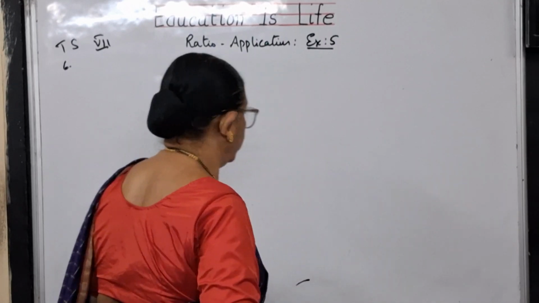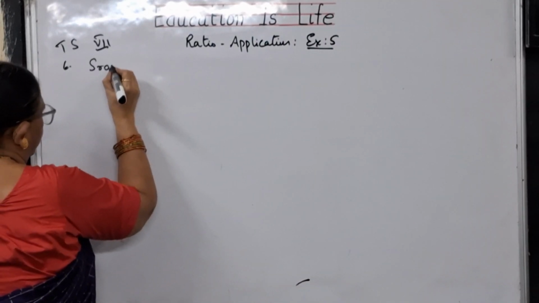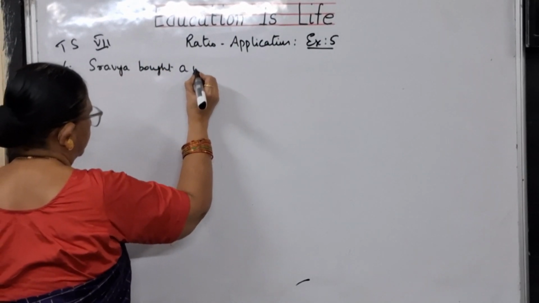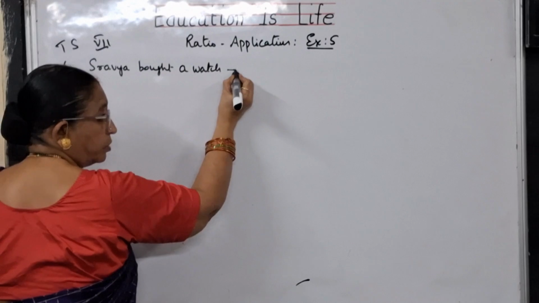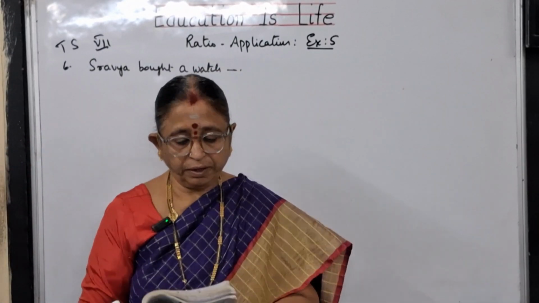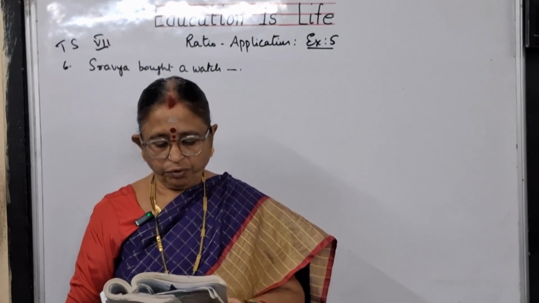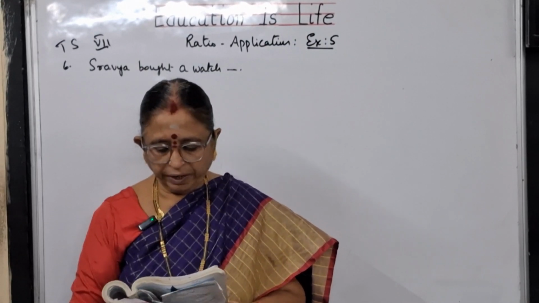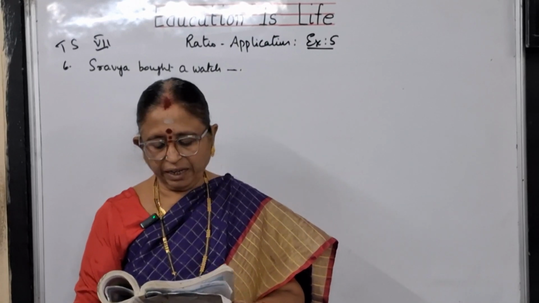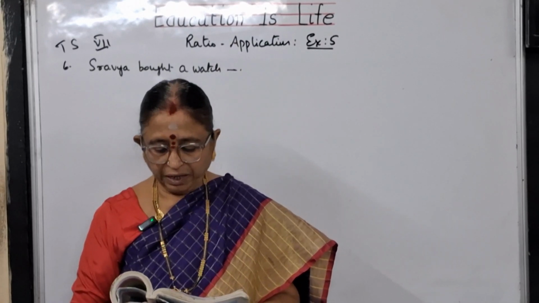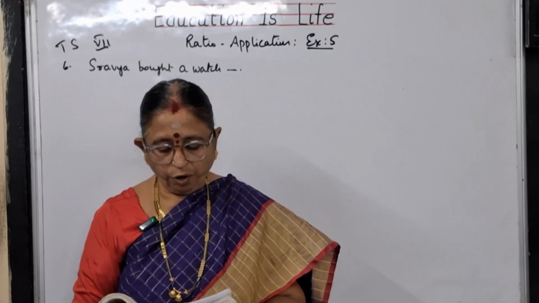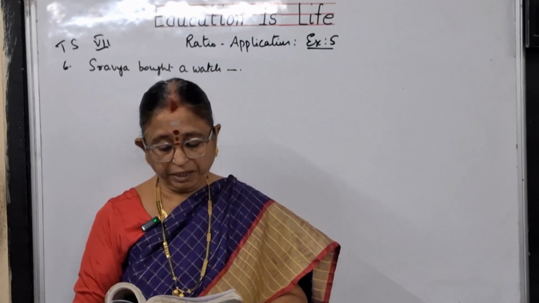Shravya bought a watch. It goes on like this. So let me read the sum, children. Shravya bought a watch for rupees 480. She sold it to Ridhi at a gain of 6 1/4%. Ridhi sold it to Divya at a gain of 10%. How much did Divya pay for it?